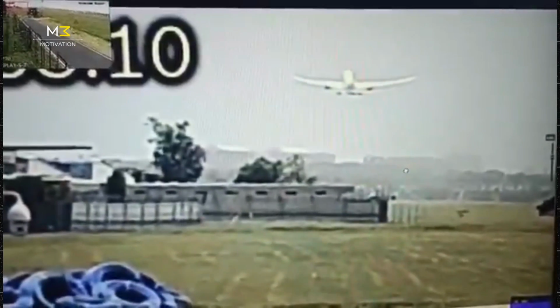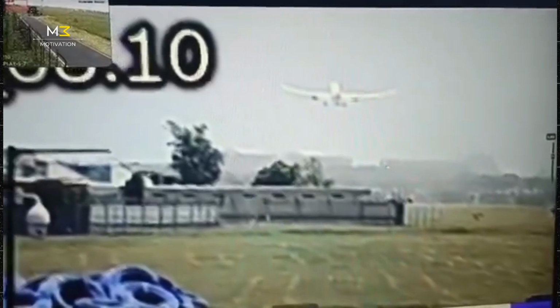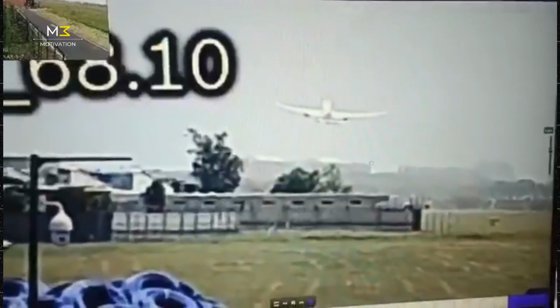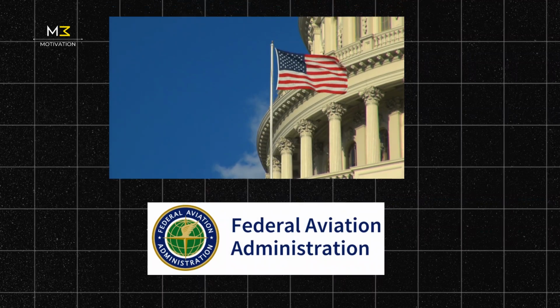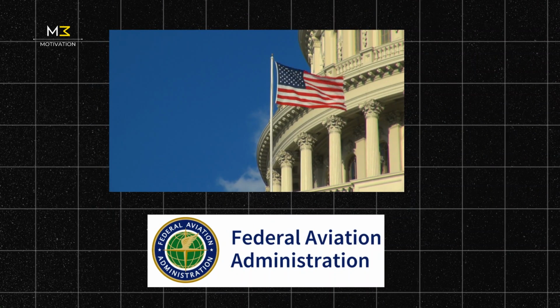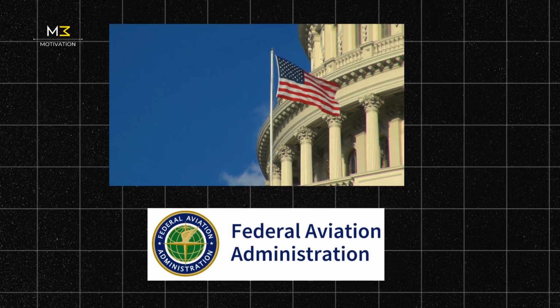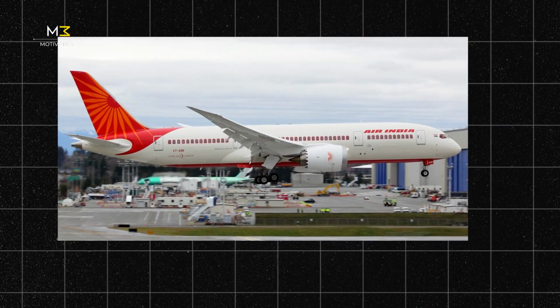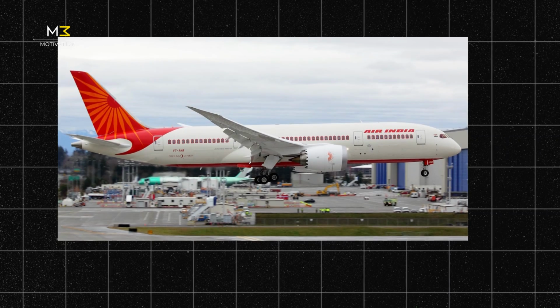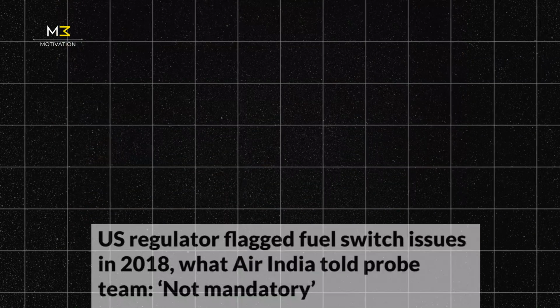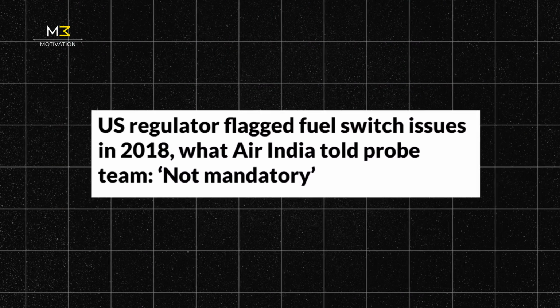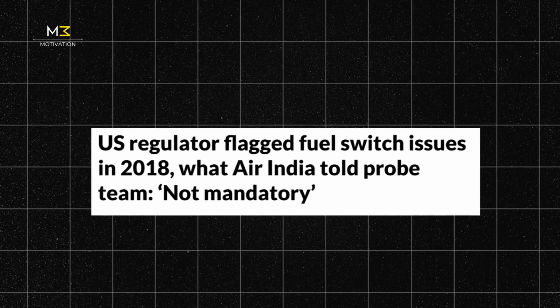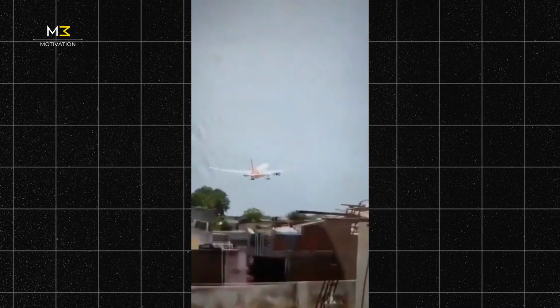No clear answer yet. Even more curious, the report brings up a 2018 warning from the U.S. aviation body, FAA. It warned that on some Boeing aircraft, the locks on fuel switches might wear out over time. And guess what? The Dreamliner has the same switch design. But here's the twist. That FAA warning wasn't mandatory, so Air India never checked these switches. And now, there are some claims that those could have contributed to a deadly crash.